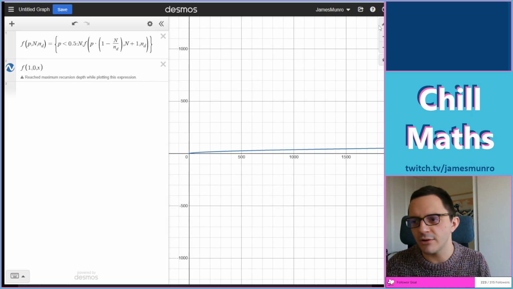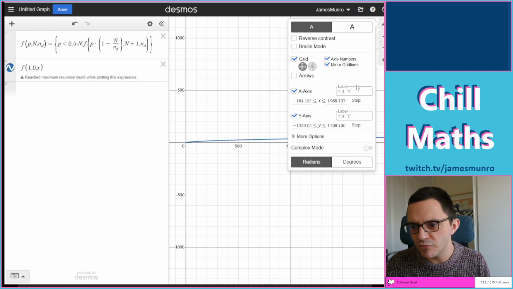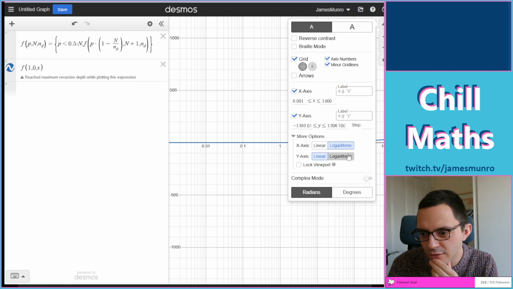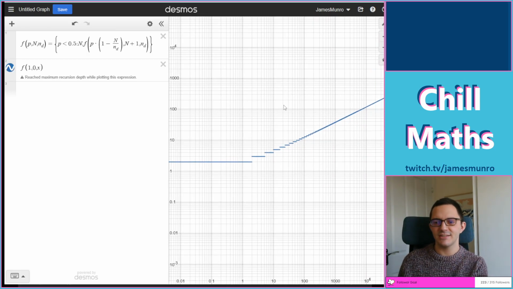I would like to look at this on a log chart, I think. This is good. Desmos is doing great. Desmos is doing really well. So I should probably have stayed in Python, shouldn't I? How do you set the graphs to logarithmic? There we go. There we go, that's nice.